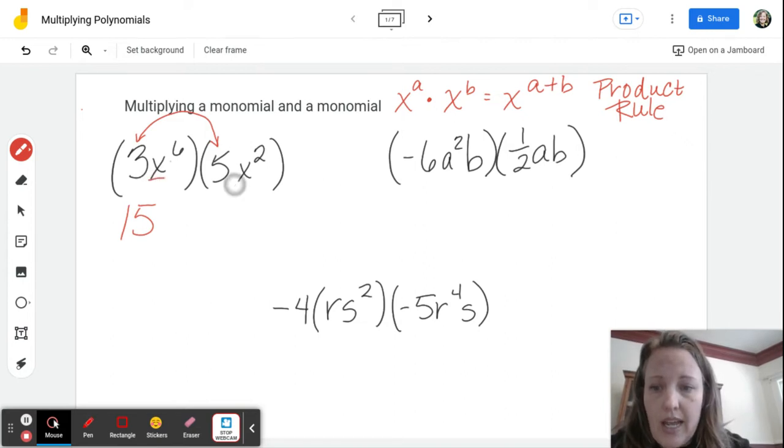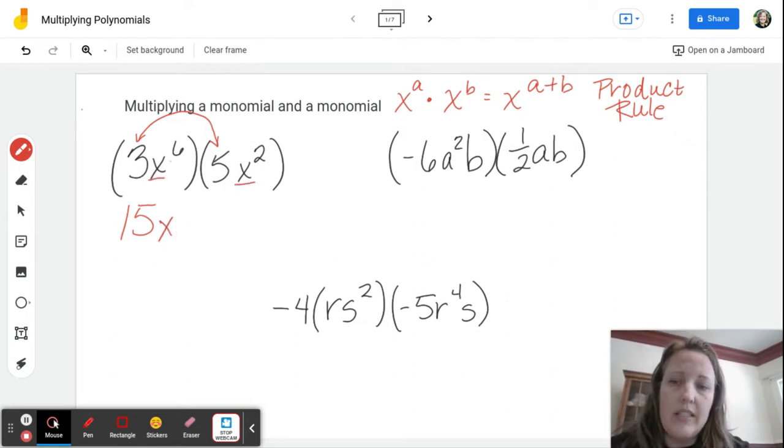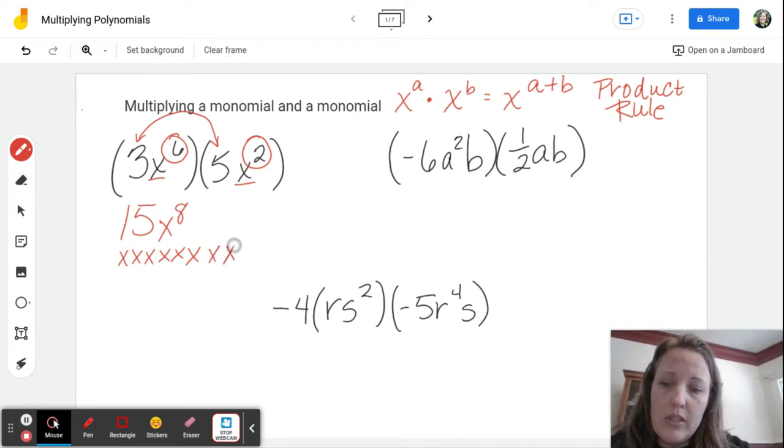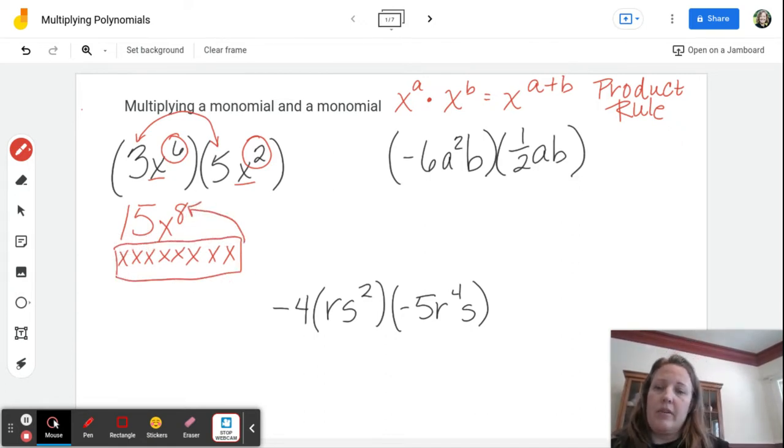So x and x, they have the same base, so I like to just write the base. Then I look at the powers and simply add them because they have the same base. I go back to that product rule and add those powers. It's as if I had 6 of these, x times x, 3, 4, 5, 6, and we're going to multiply that times 2 more. And so that's a total of 8. That's where that 8 is coming from.